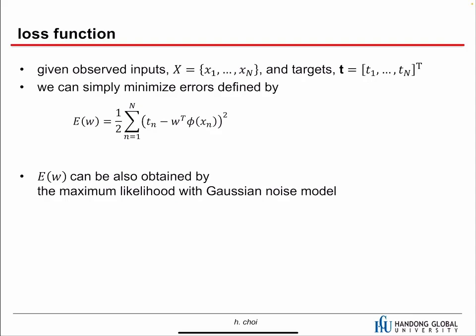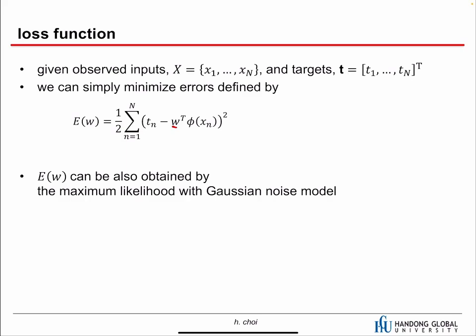Okay, so we defined the linear basis function models. Then we have some parameters there, w. And then we have to define the loss function to train. Without the loss function or objective function, we don't know what to do. So the loss function is actually defining the direction of learning.